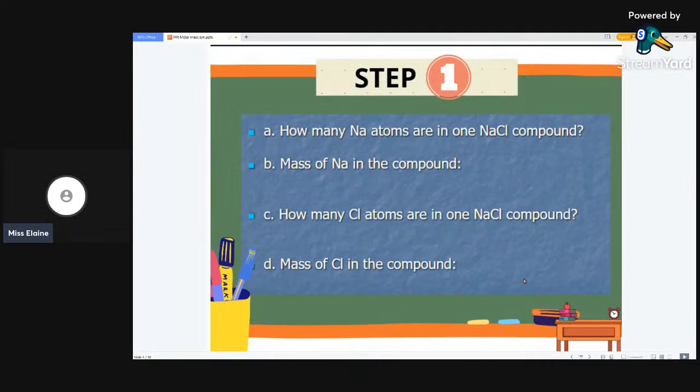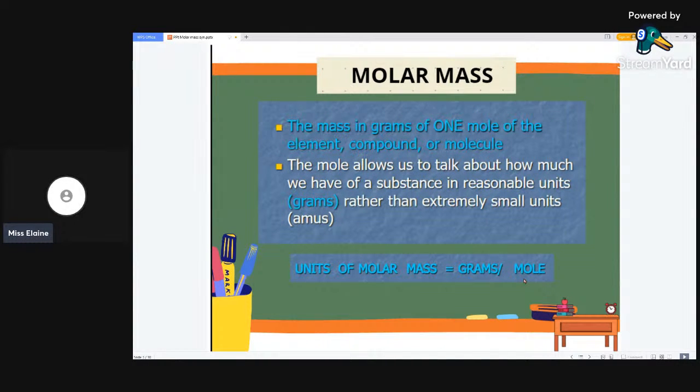Actually, mga anak, this is very easy. If you remember the steps in how to find molecular mass, it's the same. The only difference between the two is that the unit used for molecular mass is AMU, while molar mass uses the same procedure, same steps, but a different unit. So for molar mass, it is grams per mole.